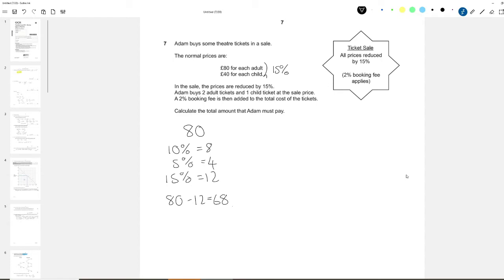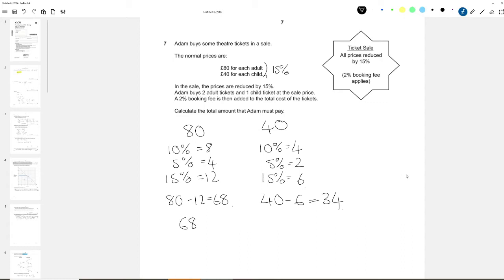Now for a child ticket, £40, 10% would be 4, 5% is half of that, which is 2, then 15% would be 4 plus 2, which is 6. So I need to reduce it, so 40 minus 6, which is £34. Now let's work out the tickets he buys. He buys 2 adult tickets and 1 child ticket at the sale price.